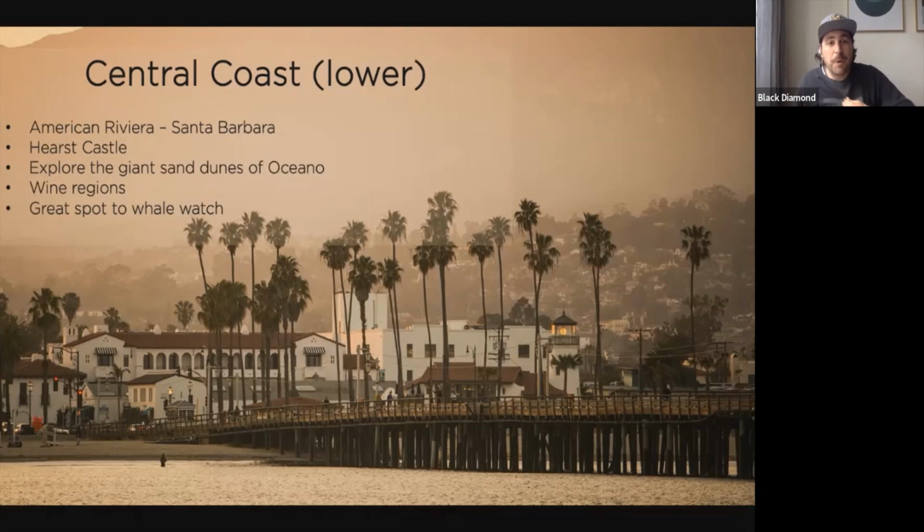Santa Barbara is what we would call the American Riviera. It's very south of France-esque, our take on it. As you can see here from this picture, you can see the red tiled roofs and the really Spanish colonial architecture, and it sits up on some hills.